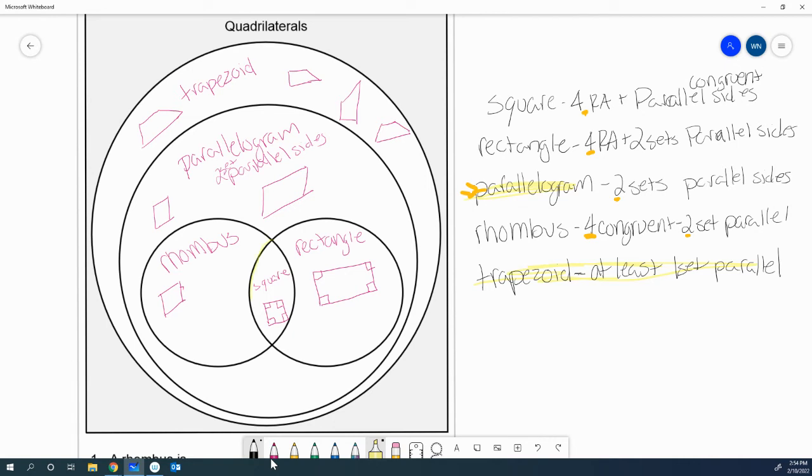We know that the very middle is the most specific thing. So this square is a rhombus because it has 4 congruent sides. This square is also a rectangle because it has 2 sets of parallel lines and right angles. This square is also a parallelogram because it has 2 sets of parallel sides. This square is also a trapezoid because it has at least 1 set of parallel sides. If we move to rectangle, we know that a rectangle is a parallelogram and it's a trapezoid, but it's not a rhombus. If we move over to rhombus, we know that a rhombus is a parallelogram and it is a trapezoid, but it's not a rectangle. That's how you read that kind of diagram.